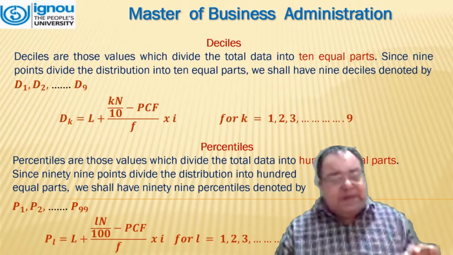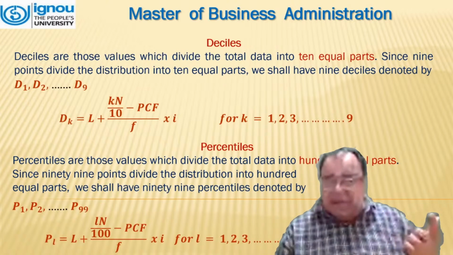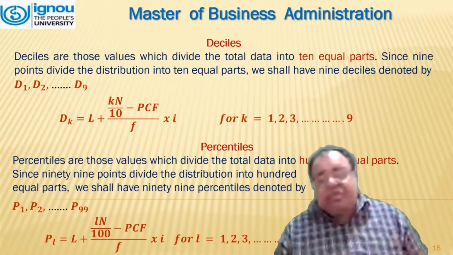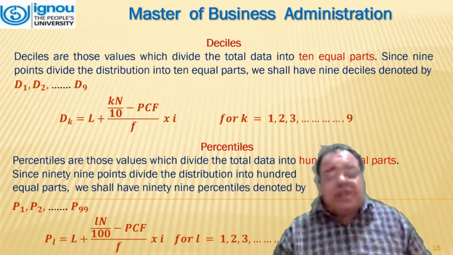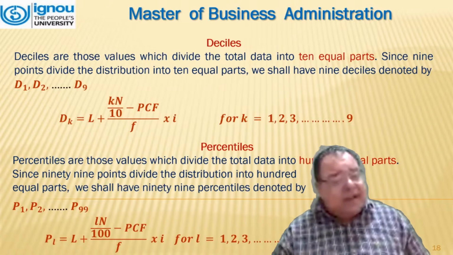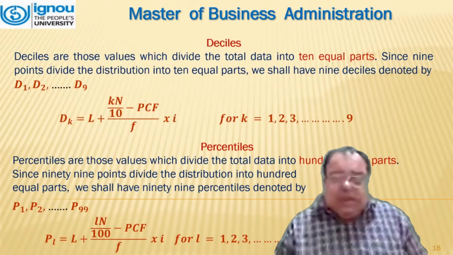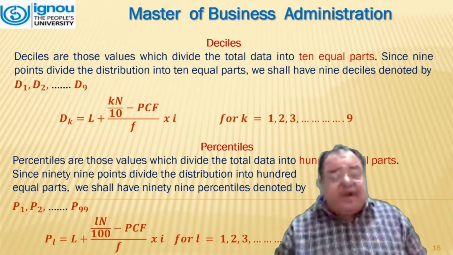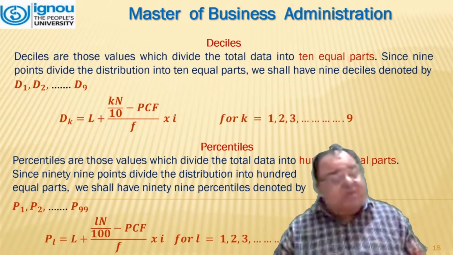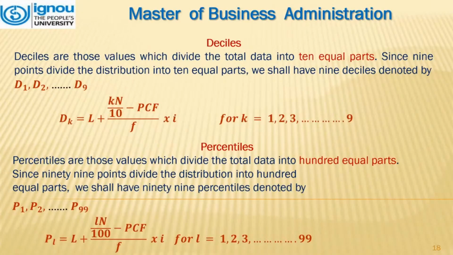Then comes percentile. Percentile means 100 parts. That means the whole data is divided into 100 equal parts. That means we have 99 points. 99 points will divide the whole data into 100 equal parts. These are represented by P1, P2 till P99. So Pl is equal to L plus (ln by 100 minus PCF) upon F into I, where l will take the value of 1, 2, 3 till 99.